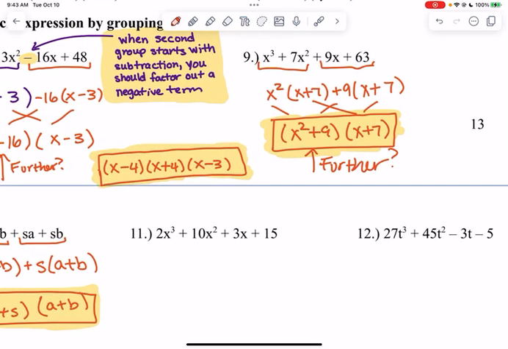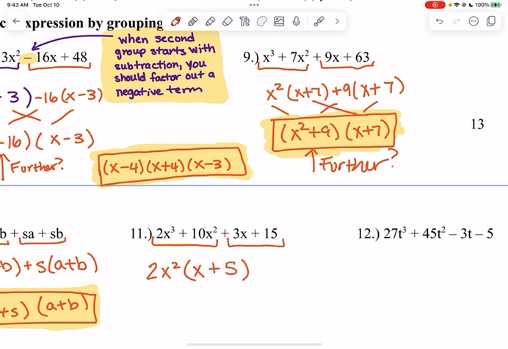Okay, how about number 11? 2x cubed plus 10x squared plus 3x plus 15. So looking at the first two terms, 2x cubed plus 10x squared. So this time we can actually factor out a number instead of just x squared. So they are both divisible by 2. One has x cubed, one has x squared. We can factor out x squared. And we just divide. So 2 divided by 2 is 1. X cubed divided by x squared leaves you with x. 10 divided by 2 is 5. X squared, take away x squared, leaves you with nothing.